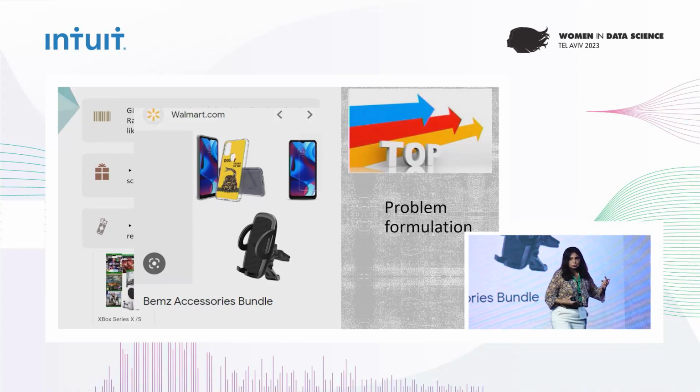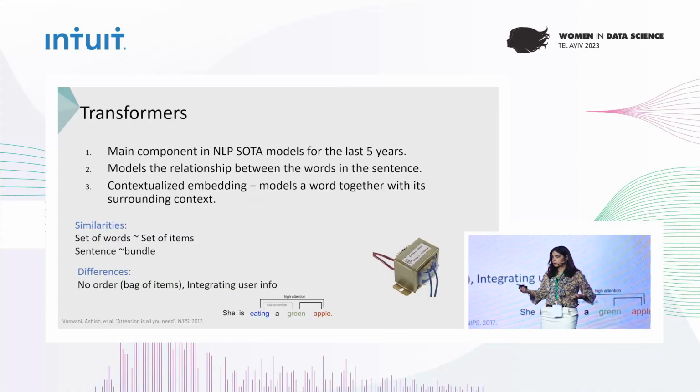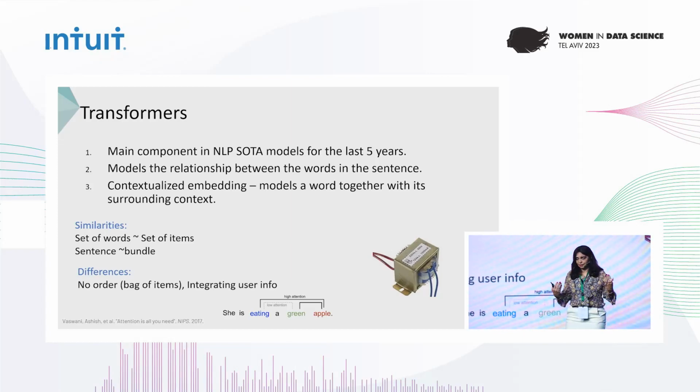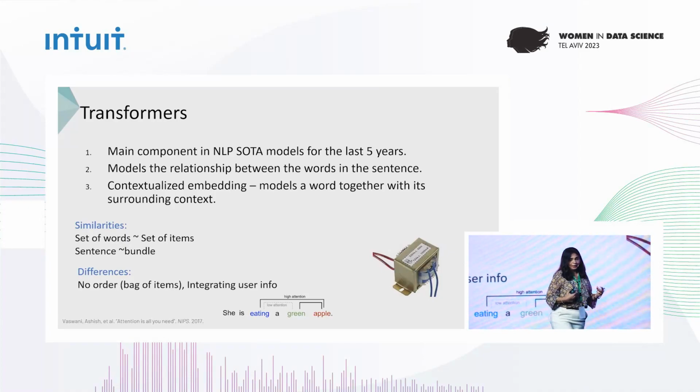So with this intuition, we thought, how would we learn it? How would we model it? And then, of course, we looked into transformers and tried to model it with transformers. The way transformers would find relations between words in a sentence, we could find relations between items in a bundle. Of course, we then had to adapt.